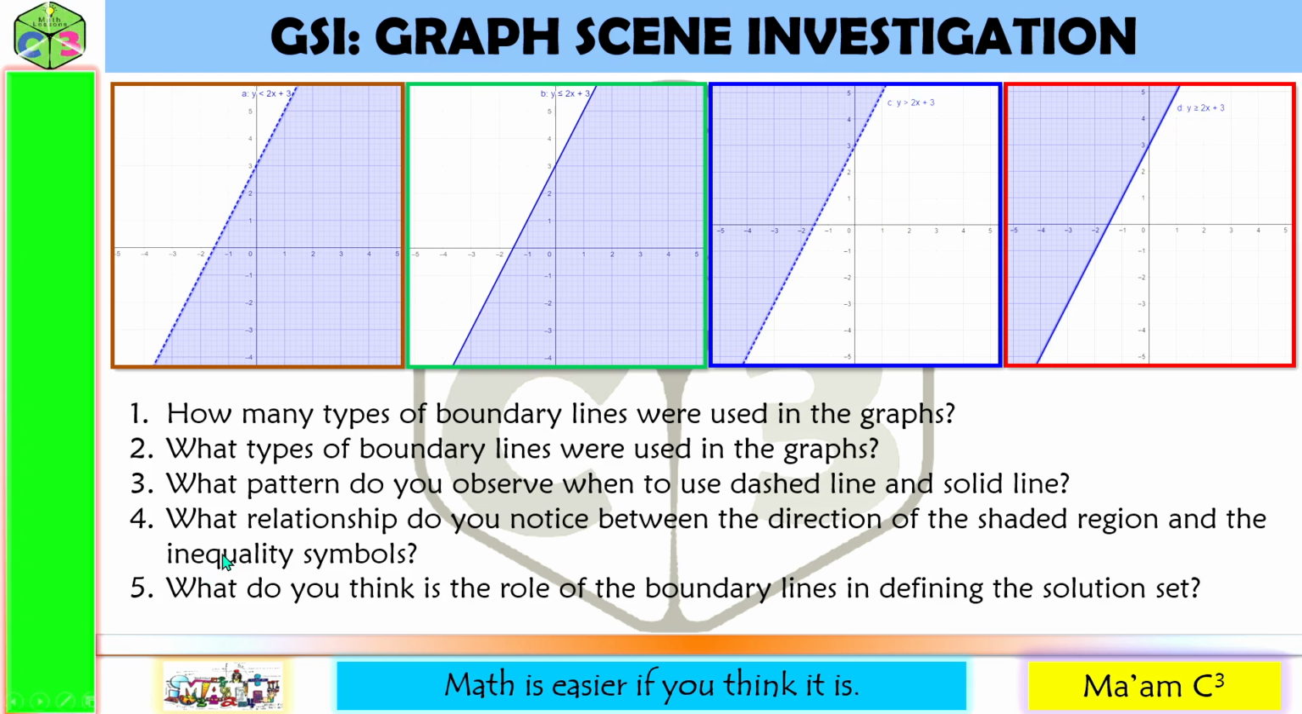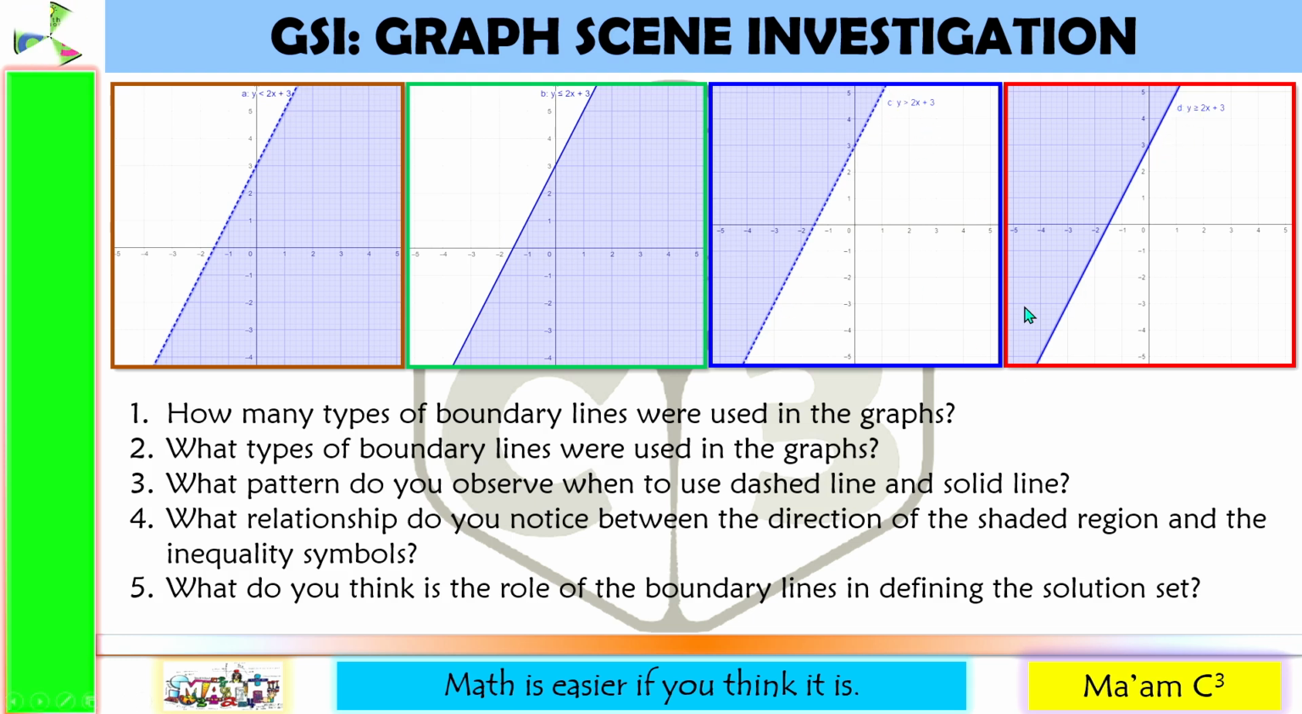Number 4. What relationship do you notice between the direction of the shaded region and the inequality symbols? Oh, good question. So the shaded region here is below the boundary line. The shaded region here is also below the boundary line. While in these two, the shaded region is above the boundary line.